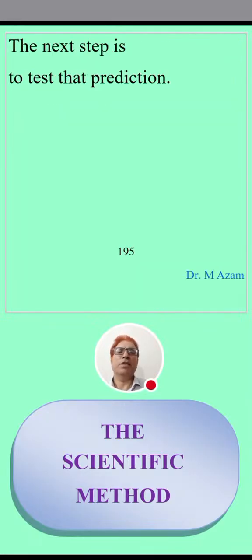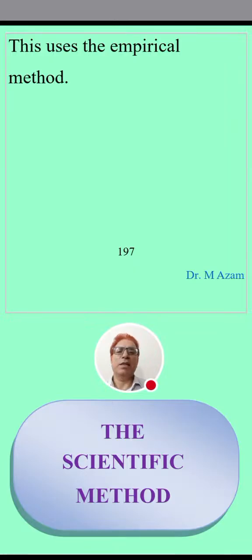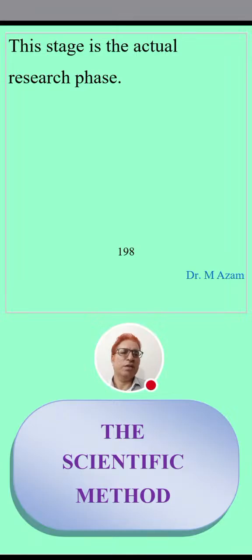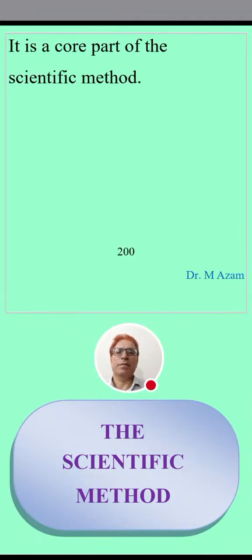The next step is to test that prediction. This is done through direct observation. This uses the empirical method. This stage is the actual research phase. It is also the data collection phase. It is a core part of the scientific method.